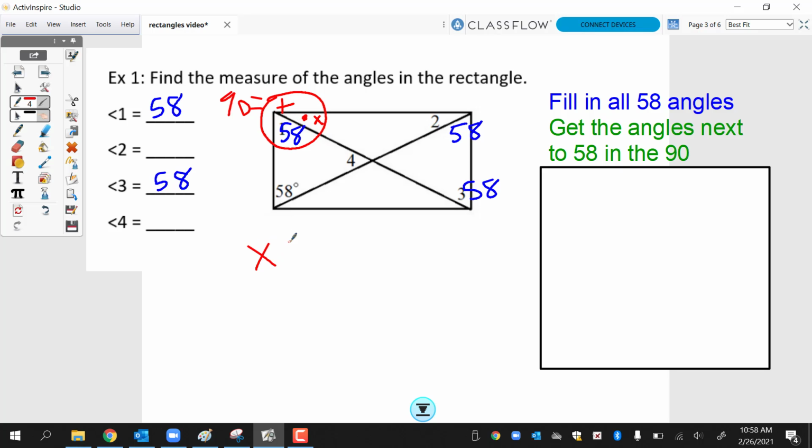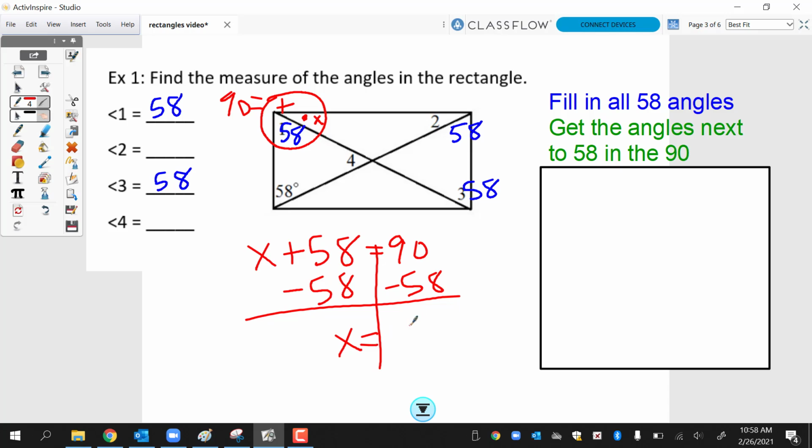X plus 58 equals 90. Yahoo. So we solve that. We minus 58, and we get X equals 90 minus 58, which is 32. So that means this corner next to 58 is 32. I'm going to fill that in for all of the corners next to the 58. So over here is also 32, down here is 32, and over here is 32. That told me angle 2 was 32.